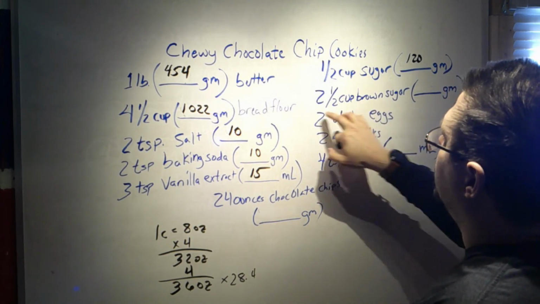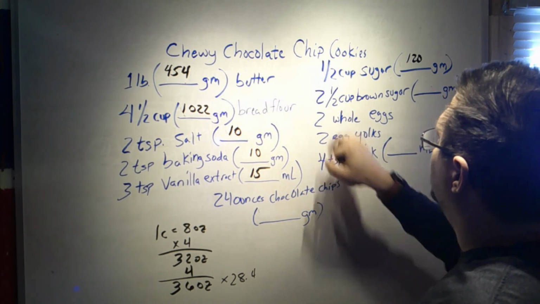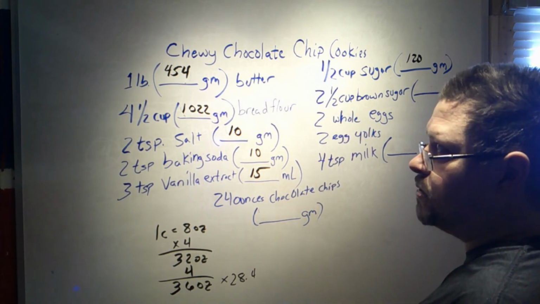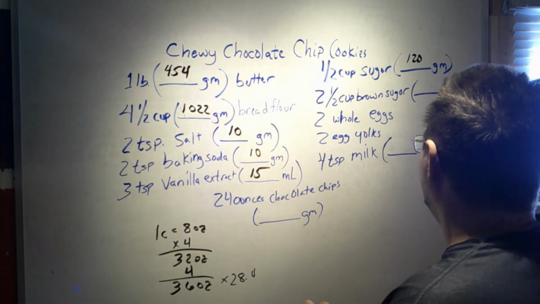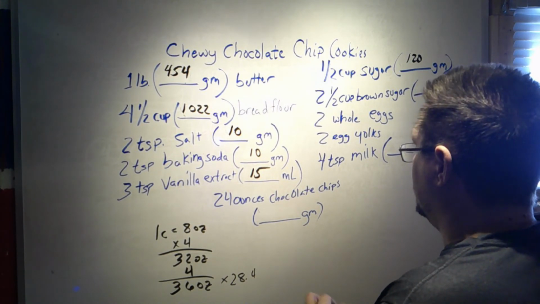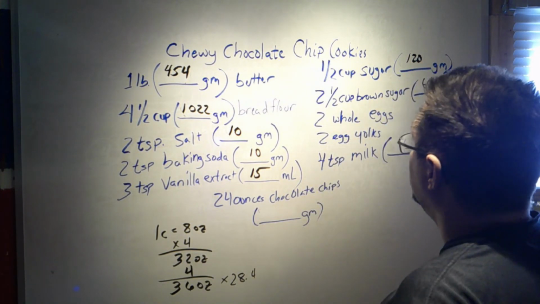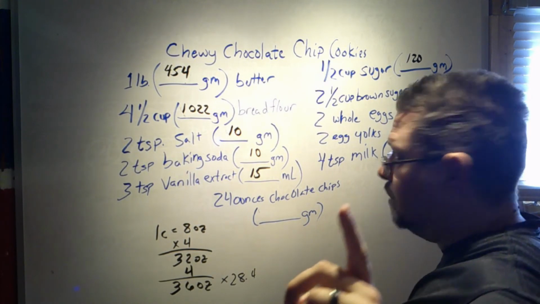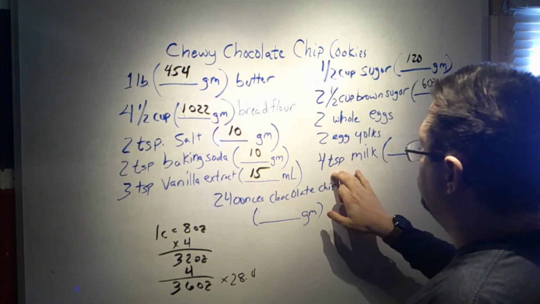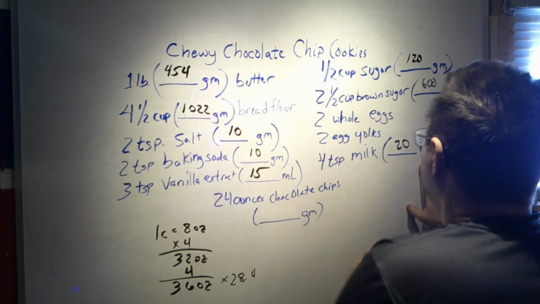2.5 cups of brown sugar, so the 2 cups is going to be a total of 16 ounces, plus another half, so that's going to be 20 ounces in total. 20 times 30 is about 600 grams of that. The eggs we're not going to touch because those are eaches, those are finite numbers. 4 teaspoons of milk, 4 times 5 is 20.